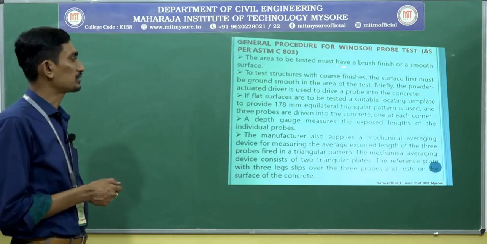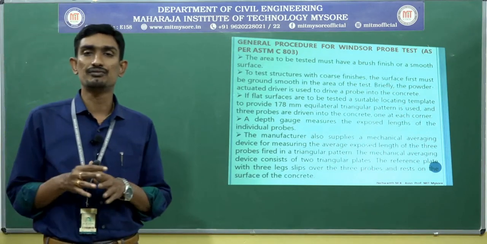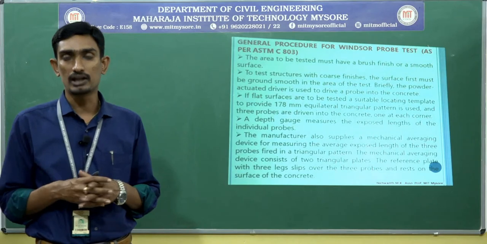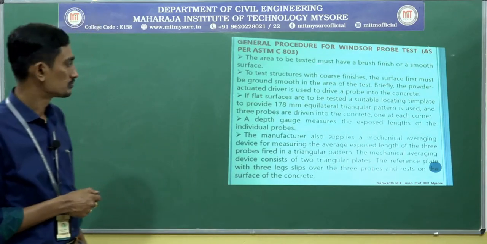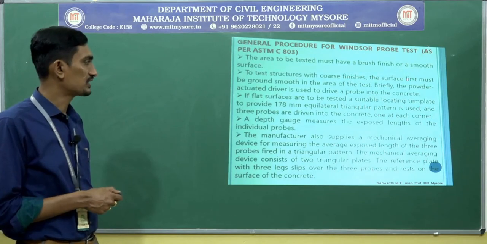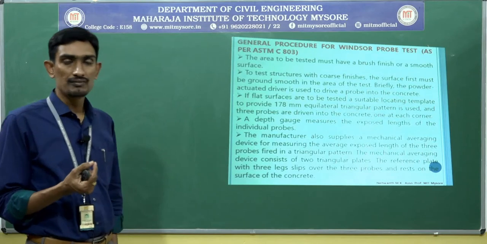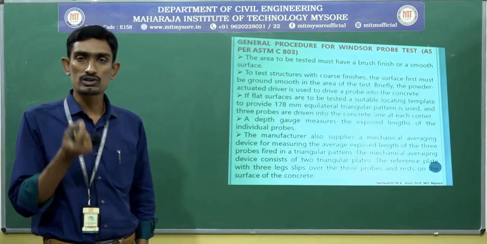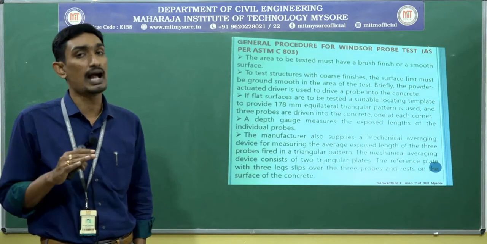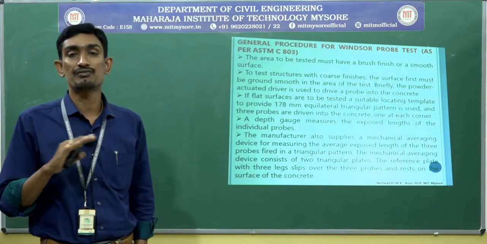The area to be tested must have a brush finish or a smooth surface. That means we need to clean the surface on which we are going to perform the test. That is the first step. To test a structure with coarse finishes, the surface must first be ground smooth in the area of the test. For example, if there is any rough finishing or exposed coarse aggregate, that means the surface is not flat, so we need to finish it to a flat level.